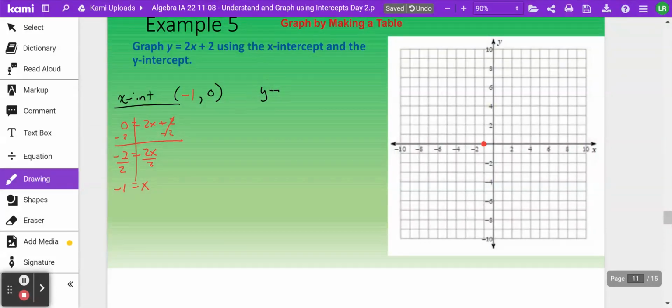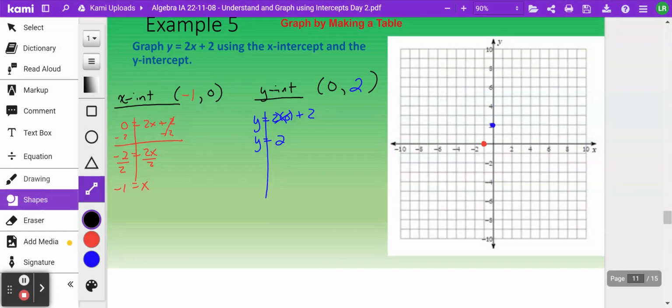Our y-intercept. X is 0 this time. So we have y equals 2 times 0 plus 2. 2 times 0 is 0. So I have y equals 2. And then I connect.